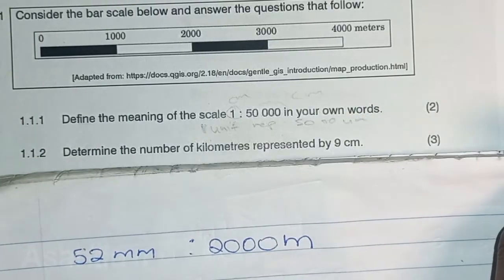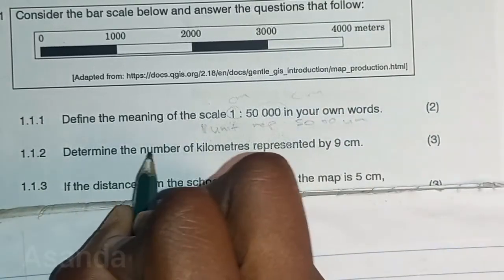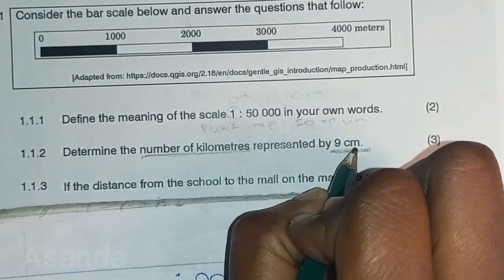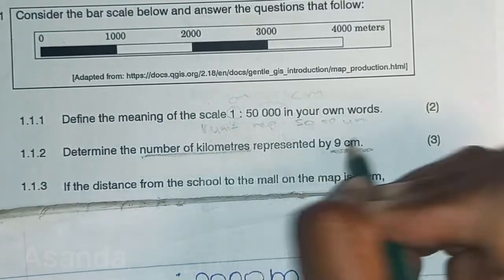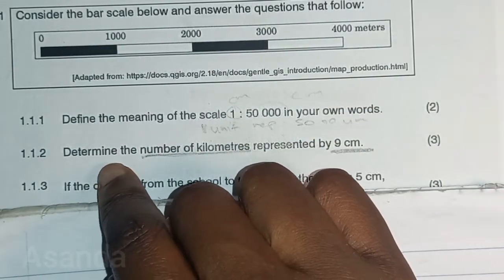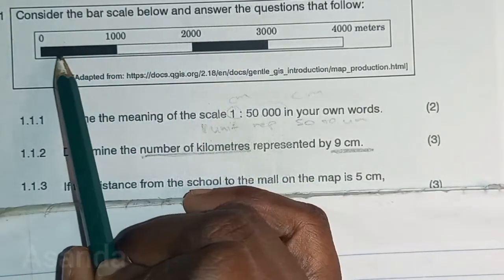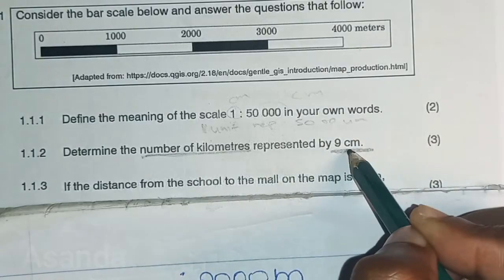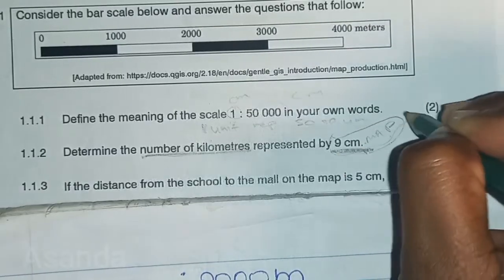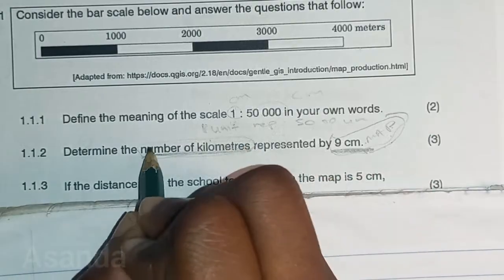And then we have the number of kilometers represented by 9 centimeters. The number of kilometers is real ground. 9 centimeters is a measurement on the map, right? So centimeters, millimeters is a measurement on the map here. So they're saying we must now determine the number of kilometers represented by 9 centimeters on this bar scale. If we use the bar scale and we determine the 9 centimeters, we'll find the real distance. I have the measurement of the map, and I'm trying to find a real distance, right?